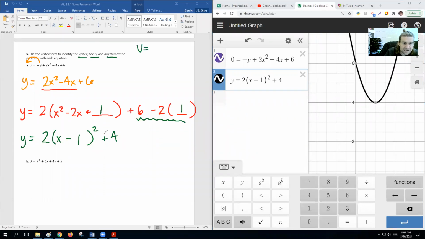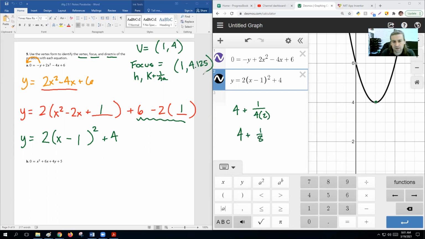So the vertex is at the point (h, k). H is 1, K is 4. And if we point here, that's there on the graph. All right, the focus, if we remember, is at the point (h, k + 1/(4a)). So let's see, h is 1, then k is 4 plus 1/4 times a, where a is 2. So this is 4 plus 1/8. That would be 4.125.